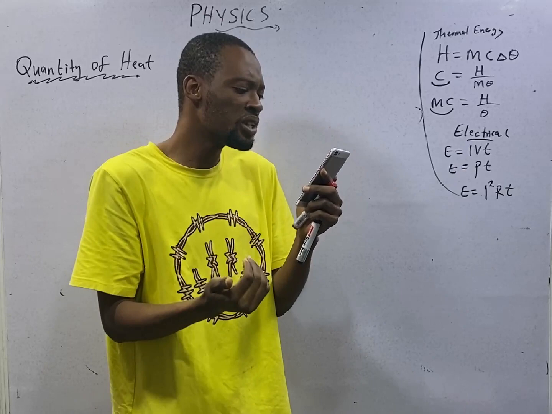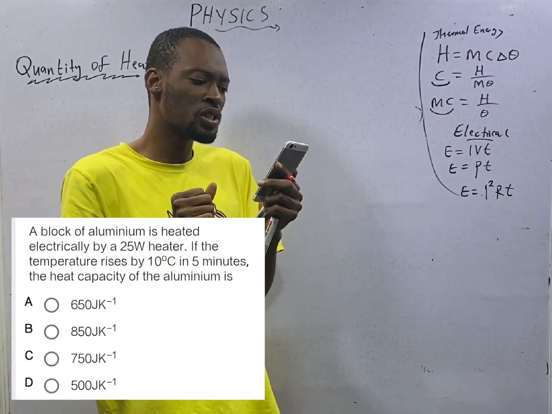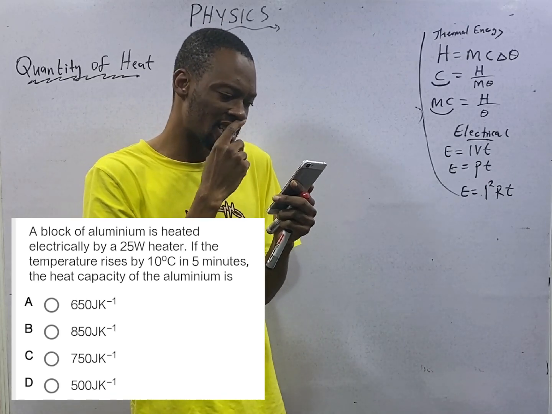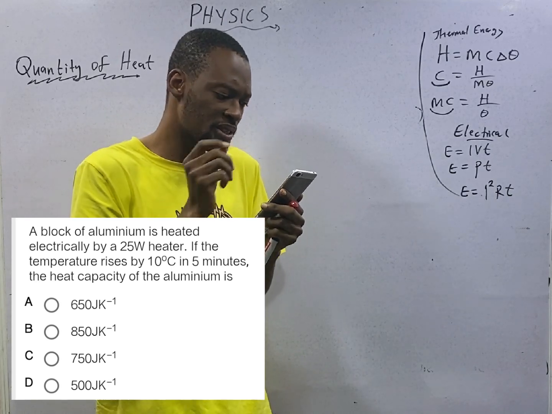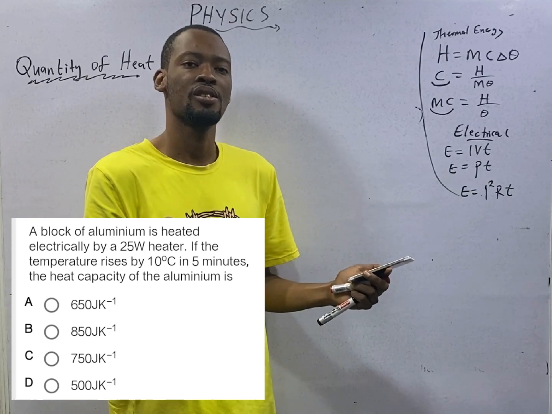A block of aluminium is heated electrically by a 25 watt heater. If the temperature rises by 10 degrees Celsius in 5 minutes, the heat capacity of the aluminium is.